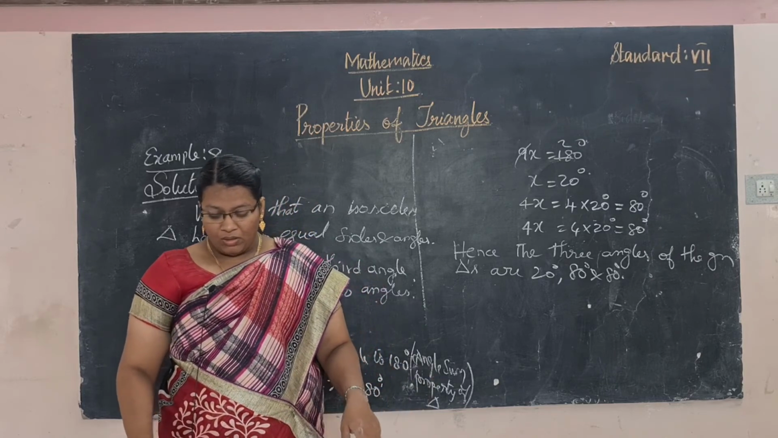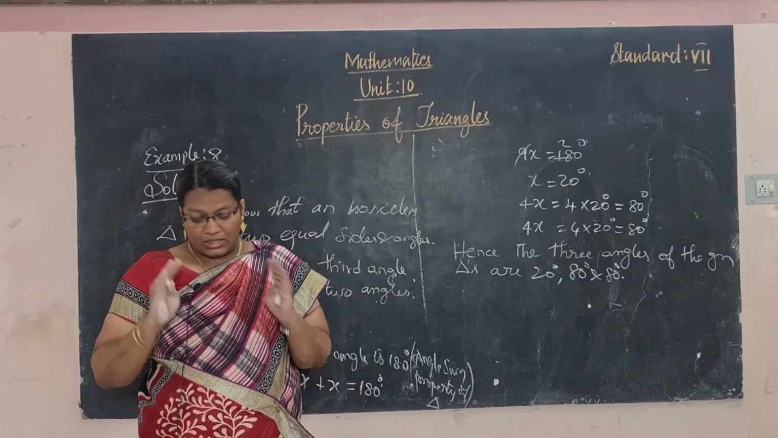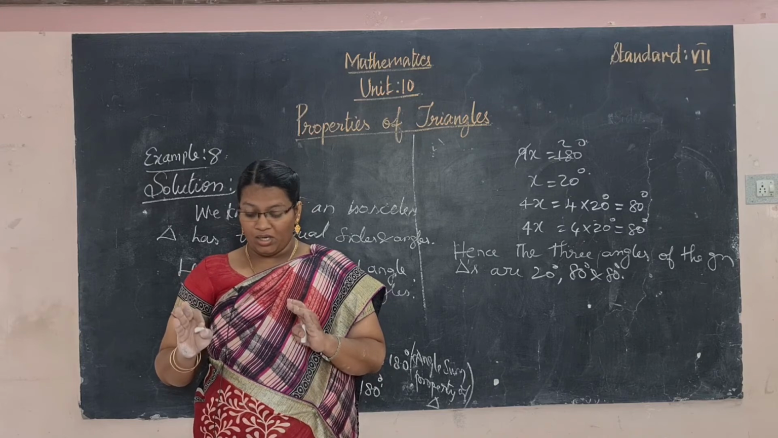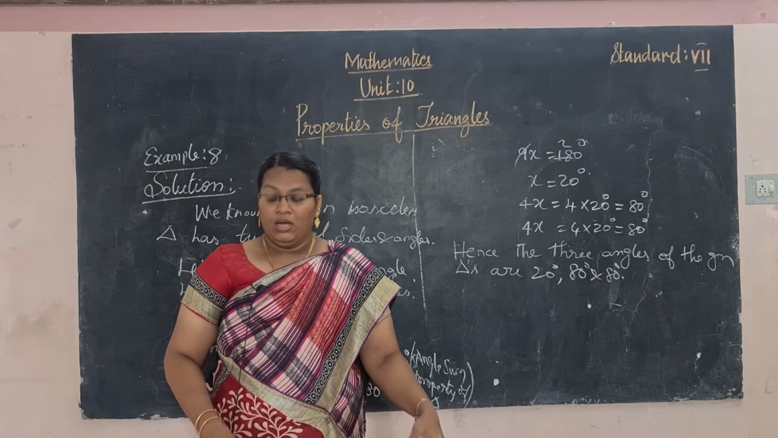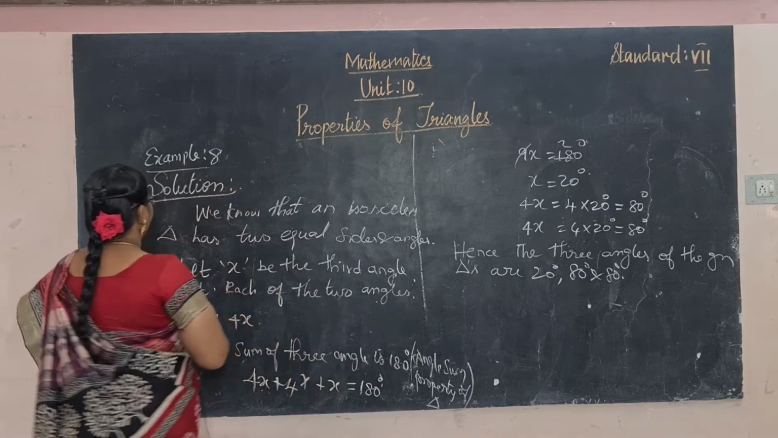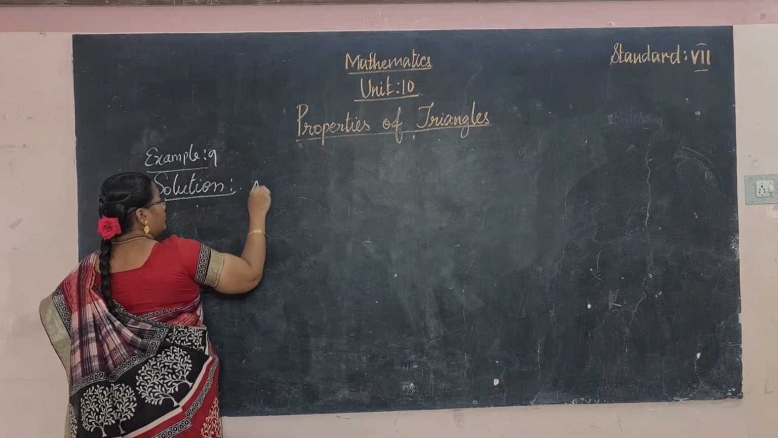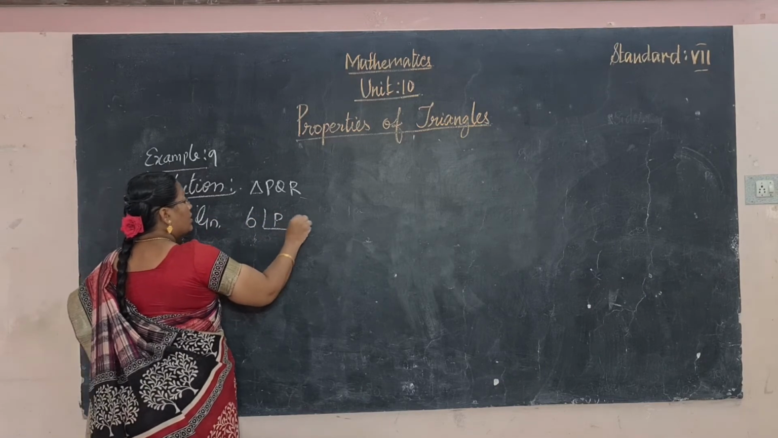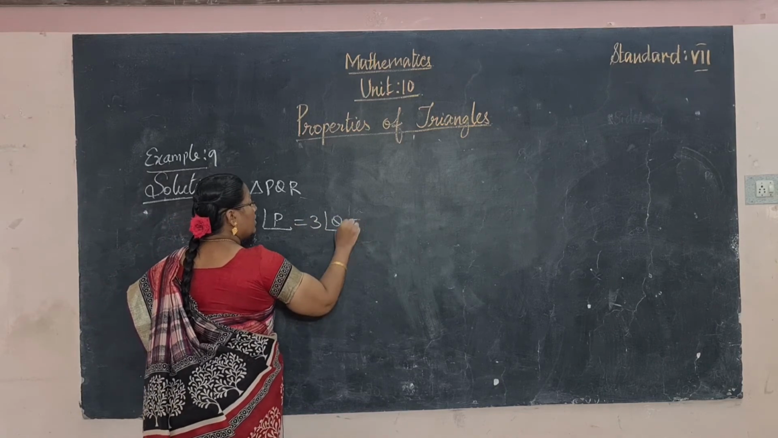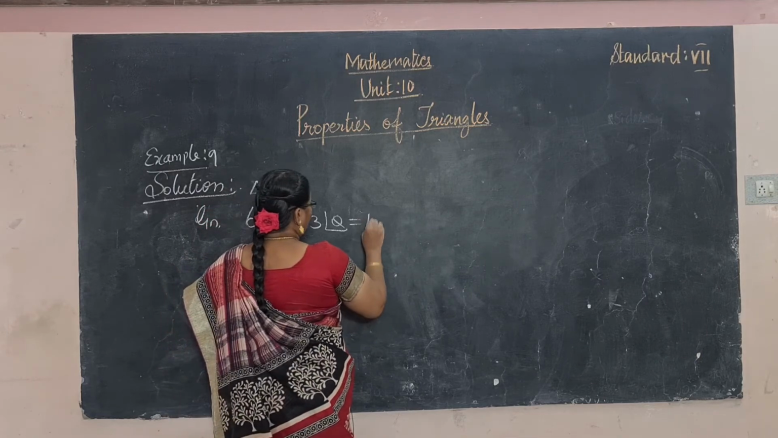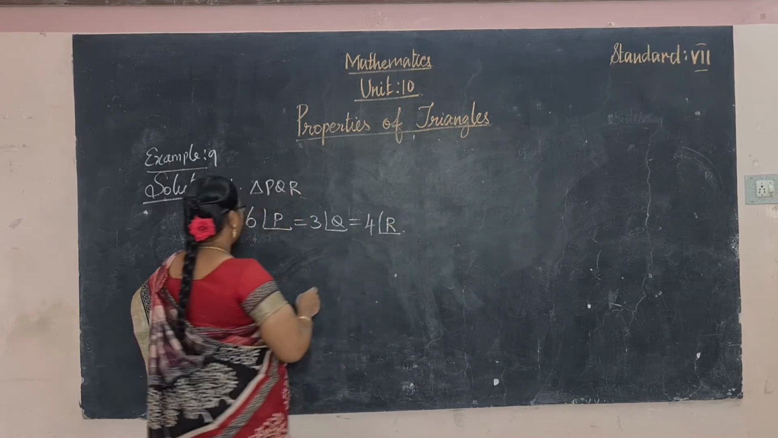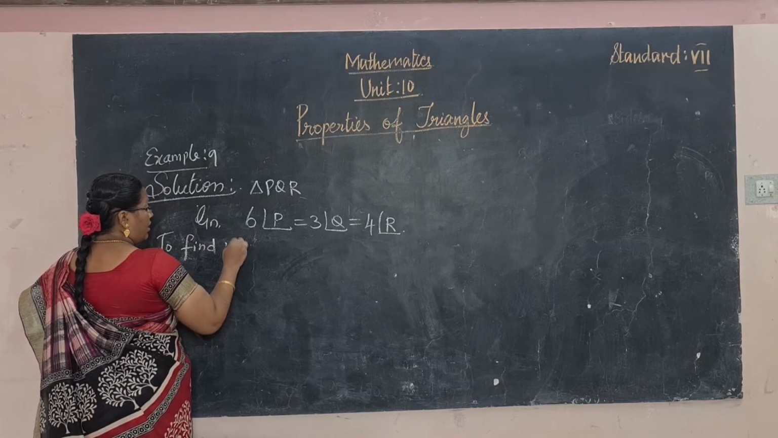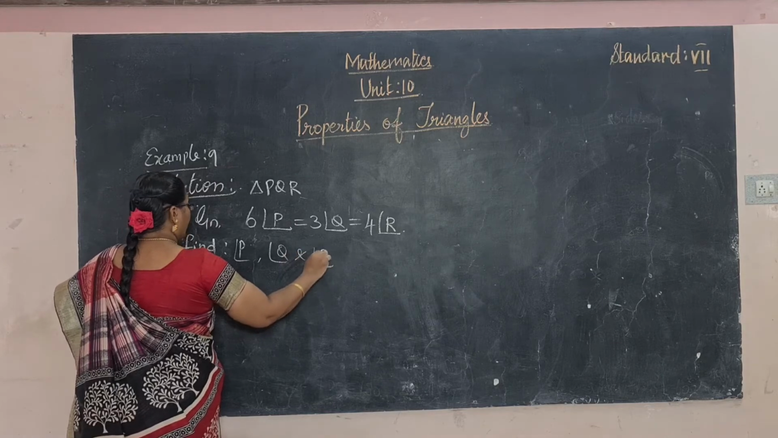Okay, one of the relations given for triangle PQR is that 6 times angle P is equal to 3 times angle Q is equal to 4 times angle R. Then we have to find the values of angle P, angle Q and angle R.